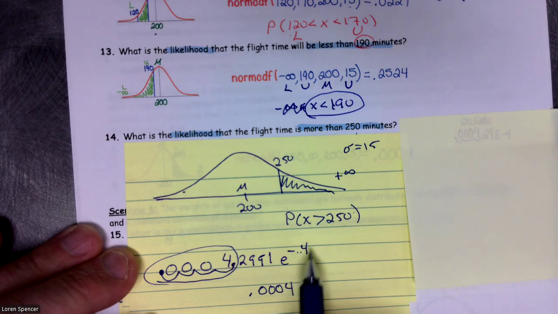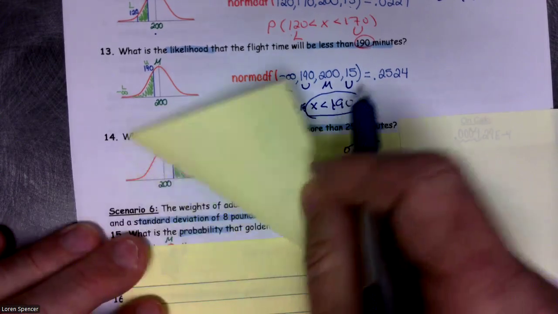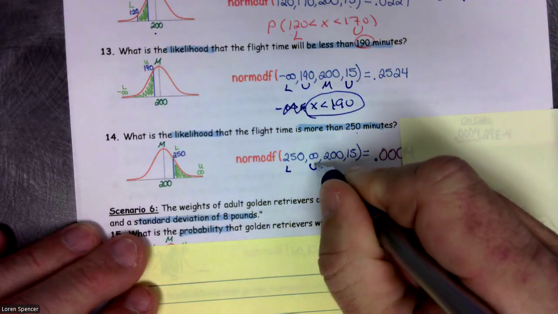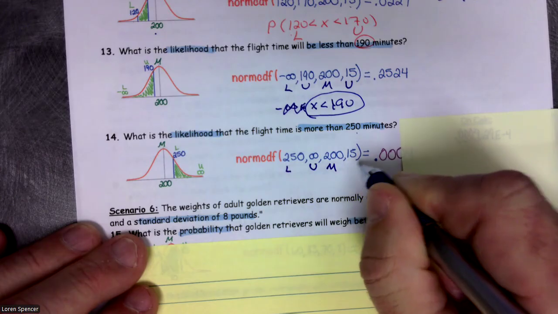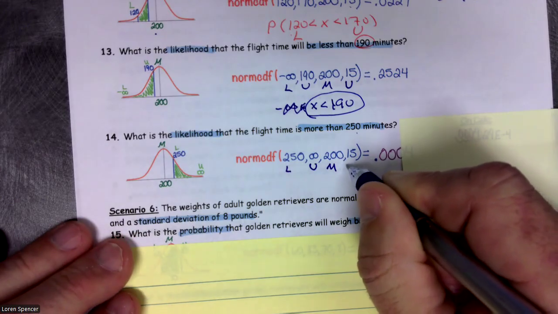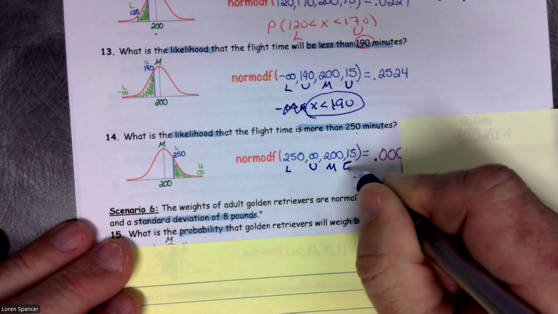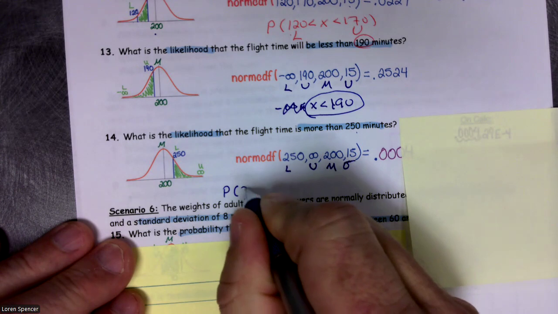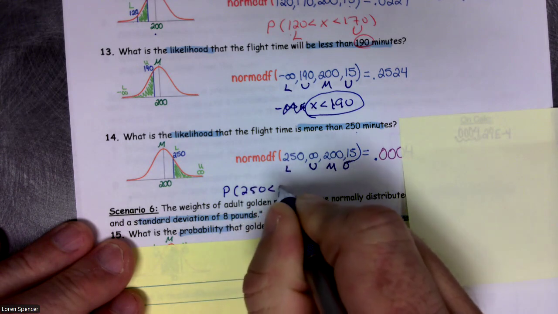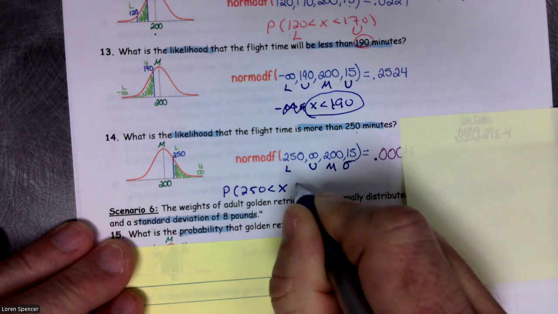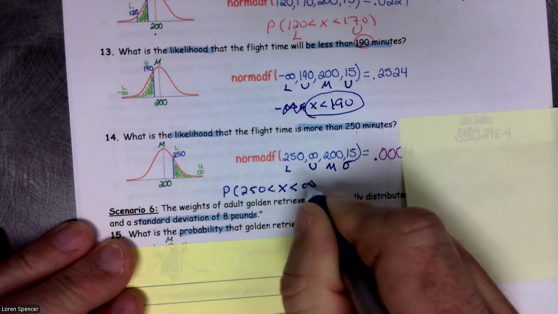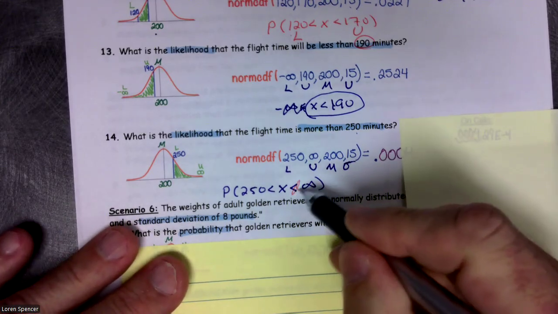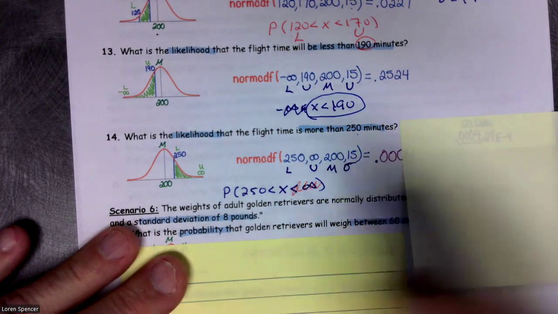But since this is 4, I just need 3 zeros in front of that. So that's my answer. Once again, this is my lower part of my shading, the upper part of my shading, because we're shading to infinity, like Buzz Lightyear, infinity and beyond, and then we have our standard deviation, and there's our LUMO. Now, technically, we could say this is the probability that 250 is less than X is less than infinity, but we don't like using infinity when we write these, so we take this and we flip it.